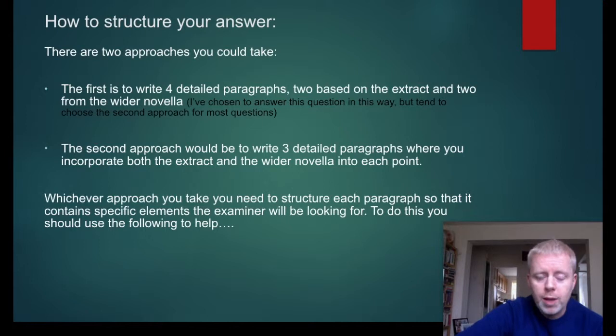But to make sure that you are addressing both bullet points equally, it could be advisable to do four detailed paragraphs, two based on the extract and two based on the wider novella. And I'm going to look at that approach for this particular answer now. But whichever approach you take, you need to make sure that you structure each paragraph so that it contains the specific elements the examiner will be looking for.